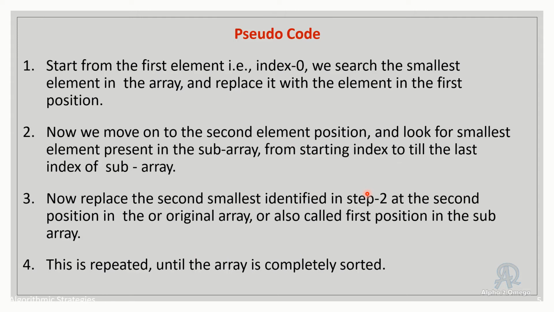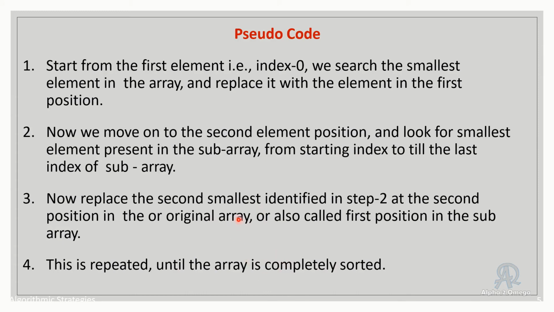Now the pseudocode for that, as I told you, you can write in your own words. Whatever you are going to do, you can write it in the pseudocode. Start from the first element, index is equal to 0. We search for the smallest element in the array and replace it with the element in the first position. Now we move on to the second element position and look for the smallest element present in the subarray from starting index 2 till the last index of the subarray. Now replace the second smallest identified in step 2 at the second position in the original array, also called the first position in the subarray. This is repeated until the array is completely sorted.